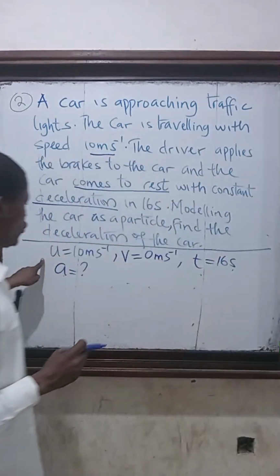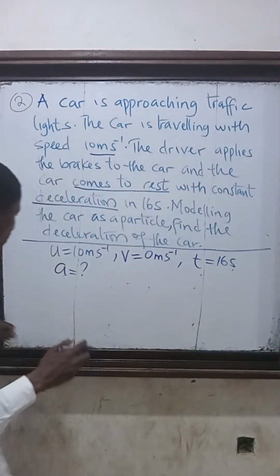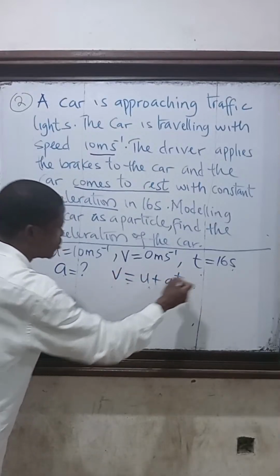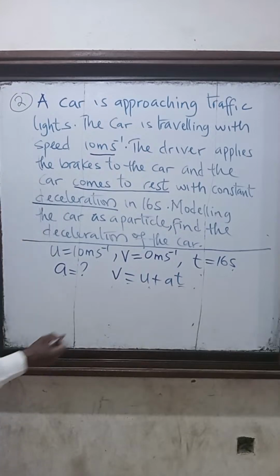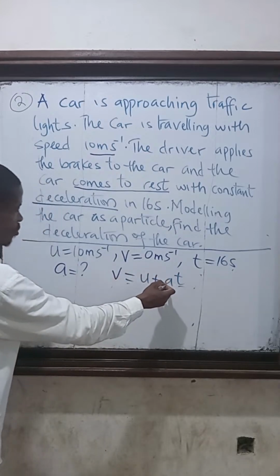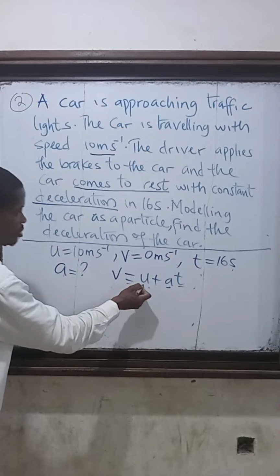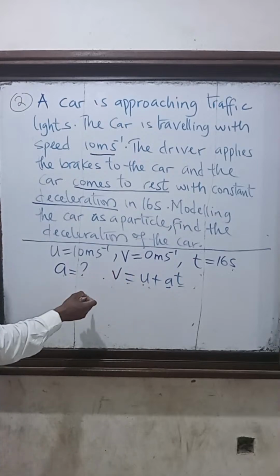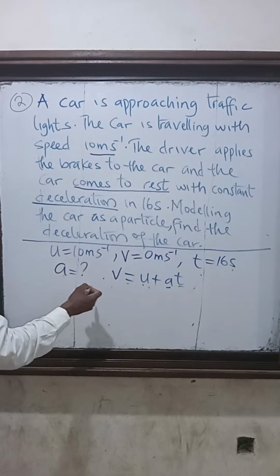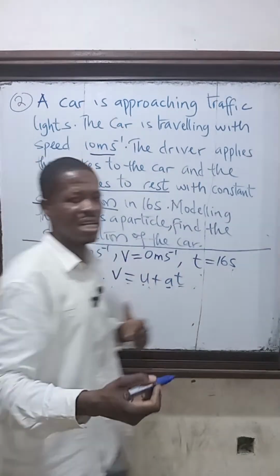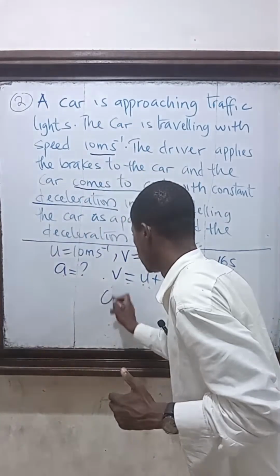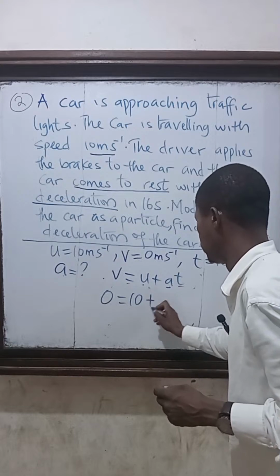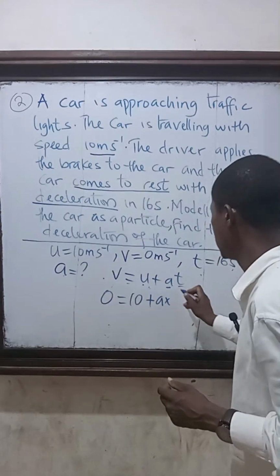We have u, we have v, we have the t. So we're going to try this one. We know the time. Acceleration is what we are looking for. We know the u, and we know the final velocity. Begin to plug in those parameters. So your v is 0, your u is 10, your acceleration we don't know, but the t is 16.